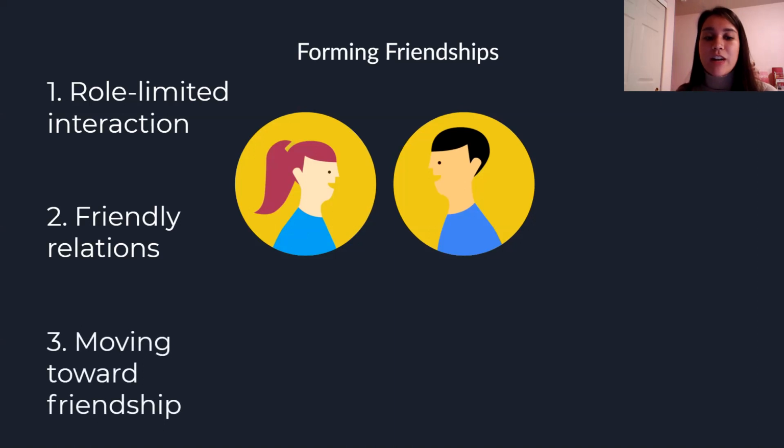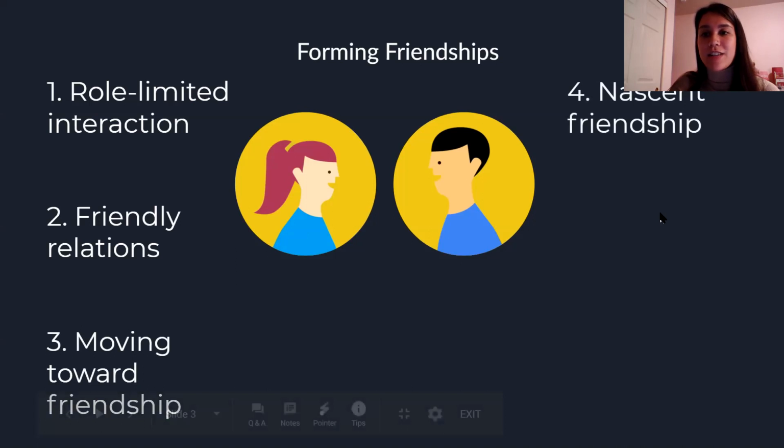The third stage of friendship is moving towards friendship. So we want to continue this momentum. So one might ask if they would like to spend time together and plan this out. So there would be an invitation to a different setting, such as outside of where they naturally would just meet each other.